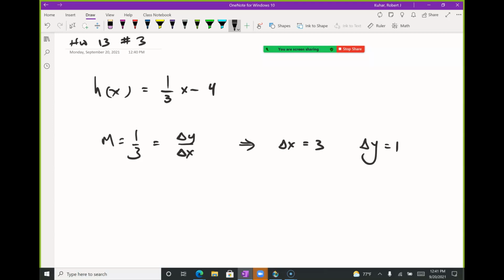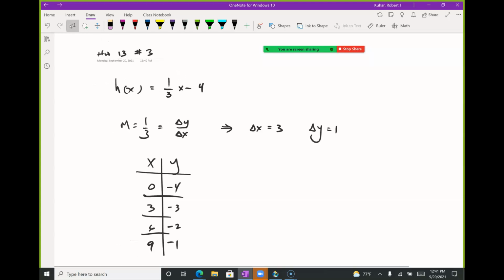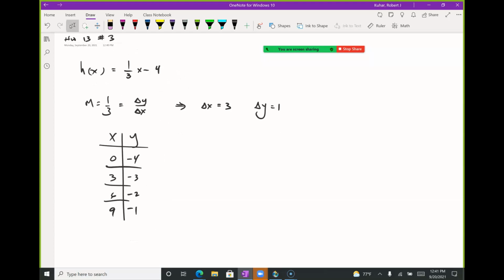So I should be able to generate my table here. Clearly, I'm starting at 0, -4. That's my y-intercept. But I want my x's to move by 3's. So 3, 6, 9. And my y should move by 1's. So -3, -2, -1. Right? Is that making sense at all?